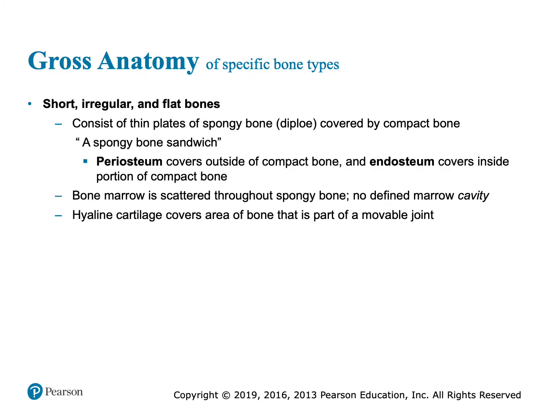Okay, short, irregular, and flat bones are going to be like spongy bone sandwiches. They have an outside that is cortical bone, and the inside is going to be like what you just saw, a bunch of that trabecular bone.